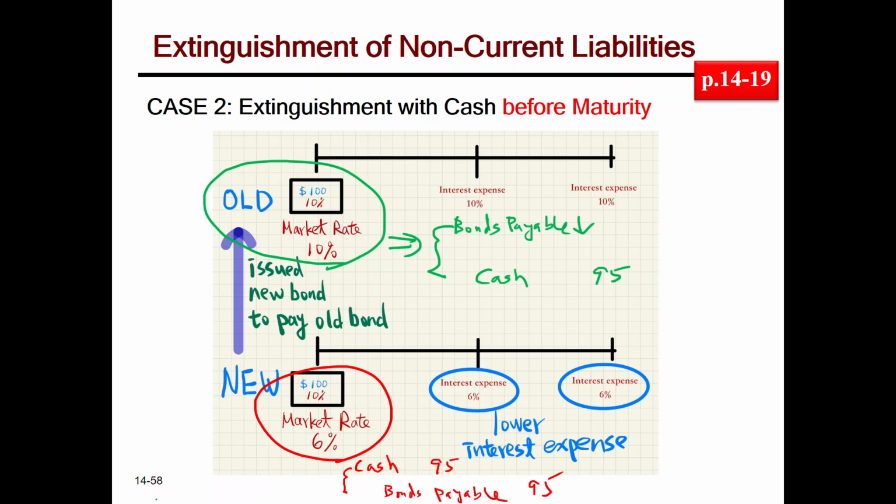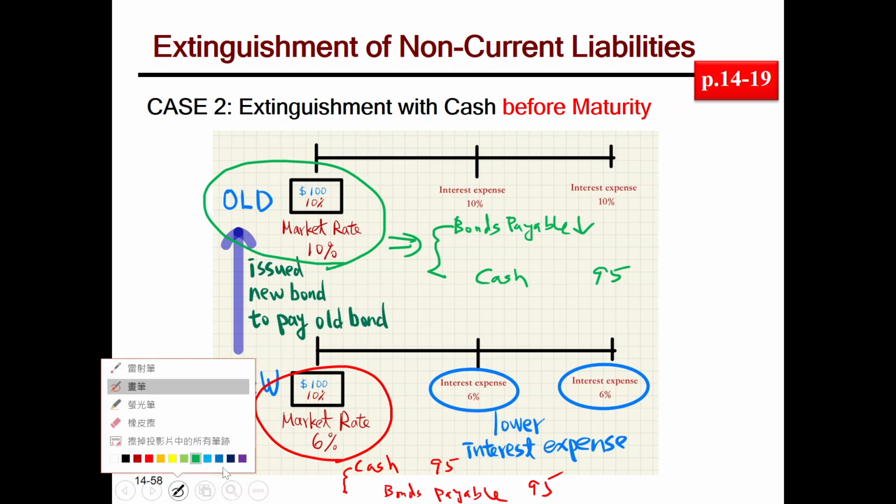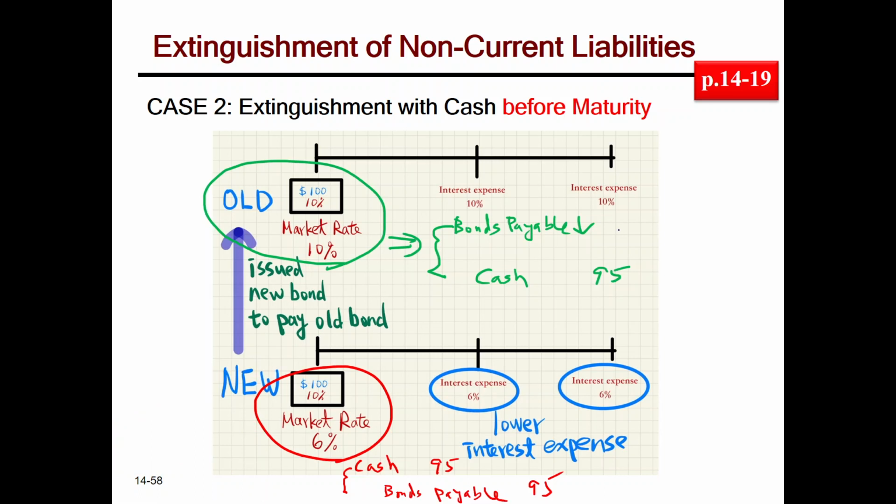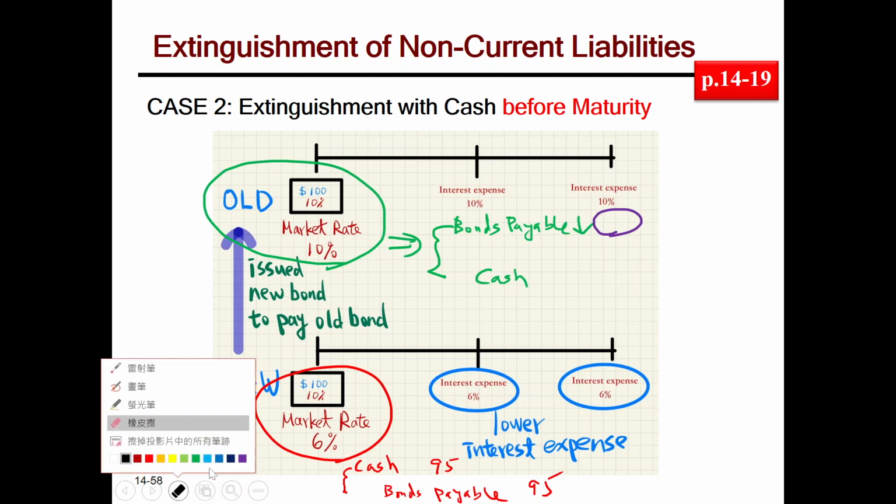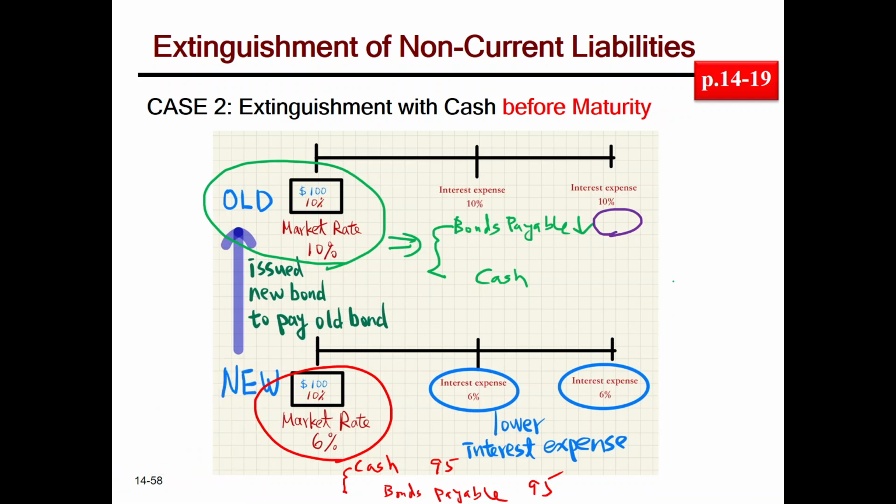Bonds payable decrease how much? You should find out. It depends on what? What's the number? Okay, and cash you pay 95, for example. How to determine the 95?